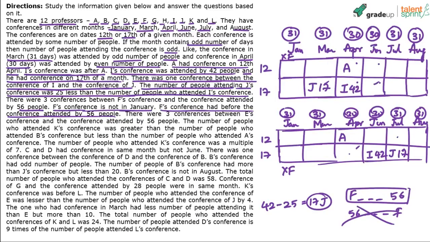So now some of the cases will get eliminated, right? Yes or no? F will definitely come before 56. And F will not come in January. We know that F will not come in January.